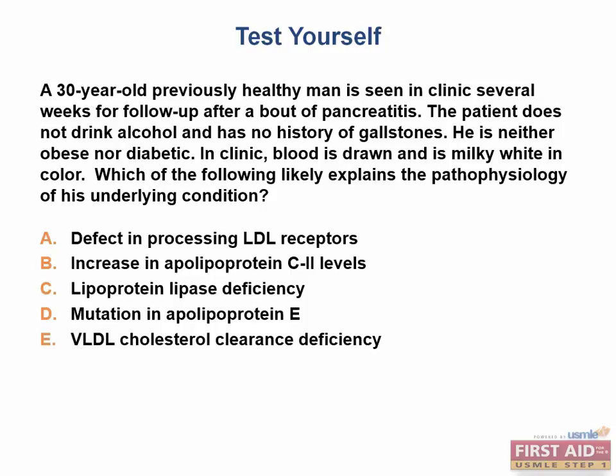The correct answer is C, a lipoprotein lipase deficiency. This patient most likely has type 1 dyslipidemia, also termed hyperchylomicronemia. In this disease, there's an excessive amount of chylomicrons in the bloodstream. This can cause a milky white appearance of the blood due to high triglyceride levels. Also, hyperchylomicronemia can cause pancreatitis and hepatosplenomegaly. Do you remember what the 2 causes of hyperchylomicronemia are?